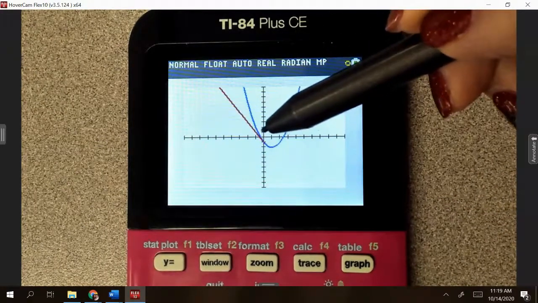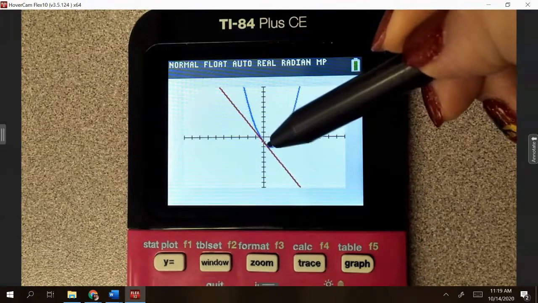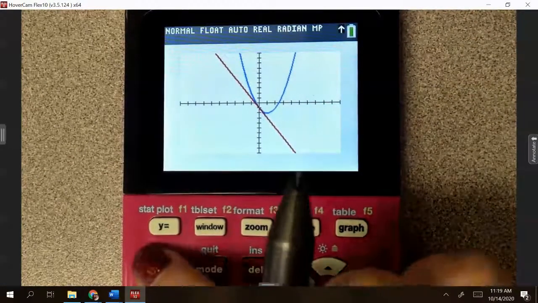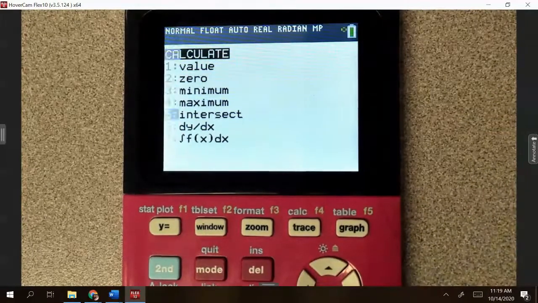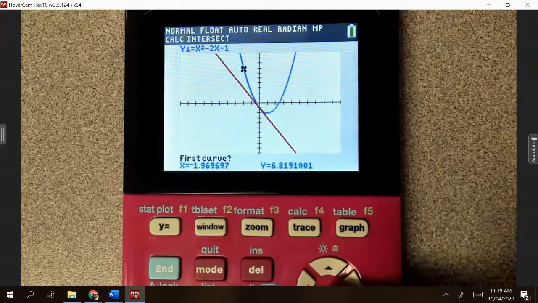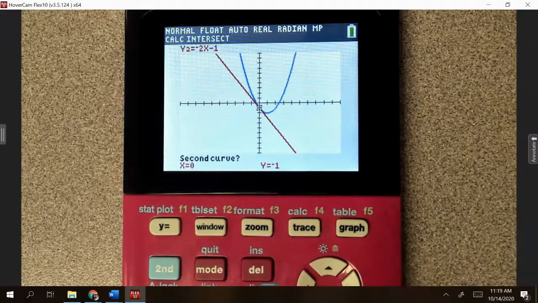I can guesstimate that it's right here, but I'm not really sure where exactly it crosses. To do that, I'm going to go to second trace or second calculate, intersection. Okay, we want it to be right on the intersection. So don't put it over here. You want it right on top of where it looks like it crosses. Press enter, enter, enter, and you can see that we get 0, -1.